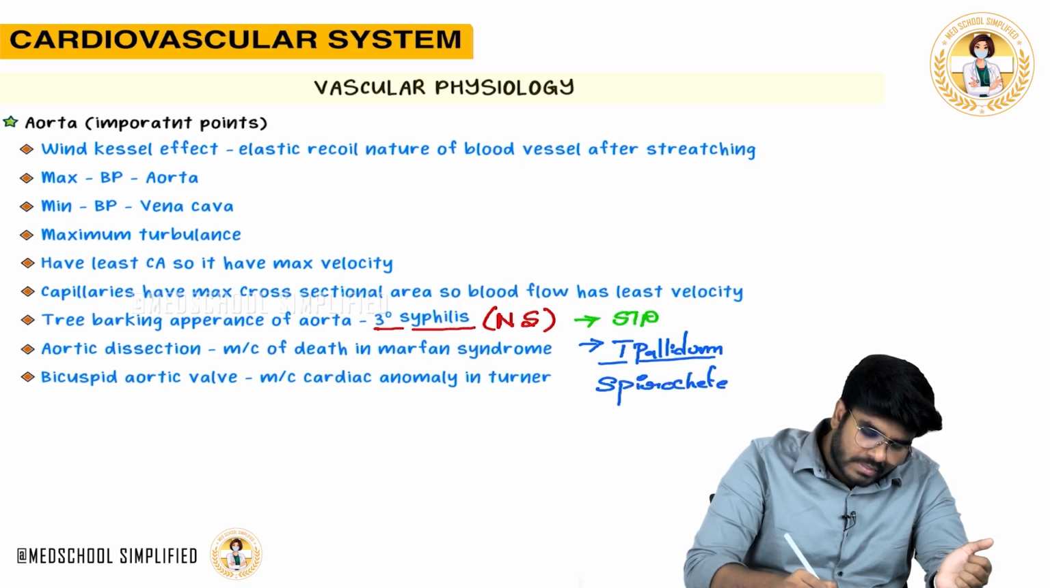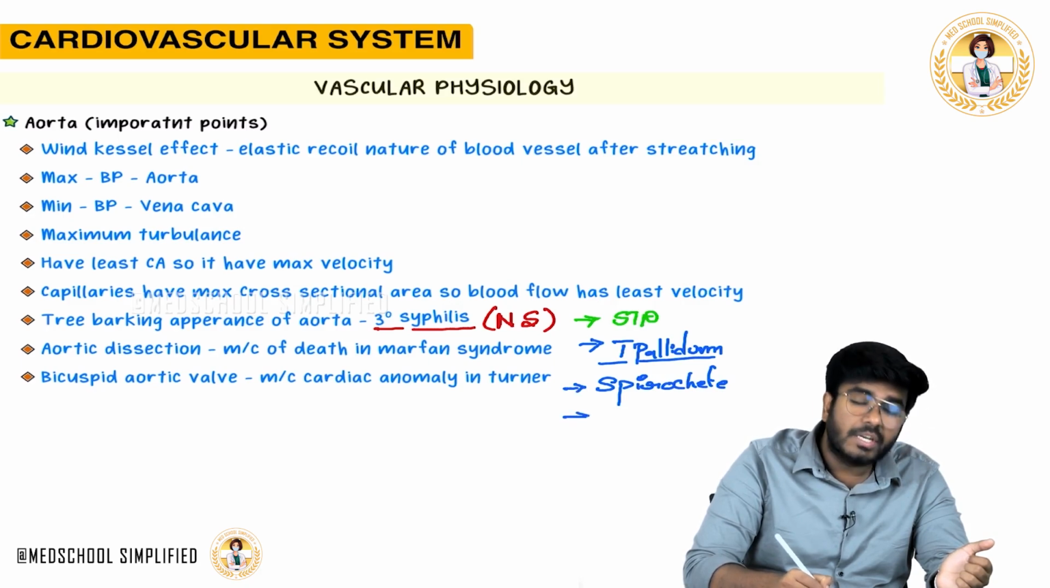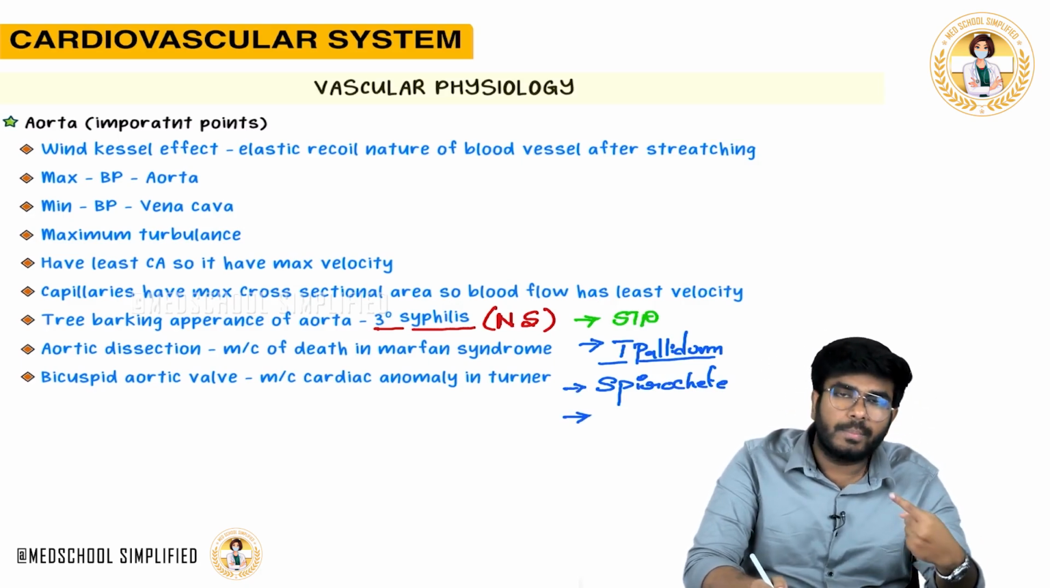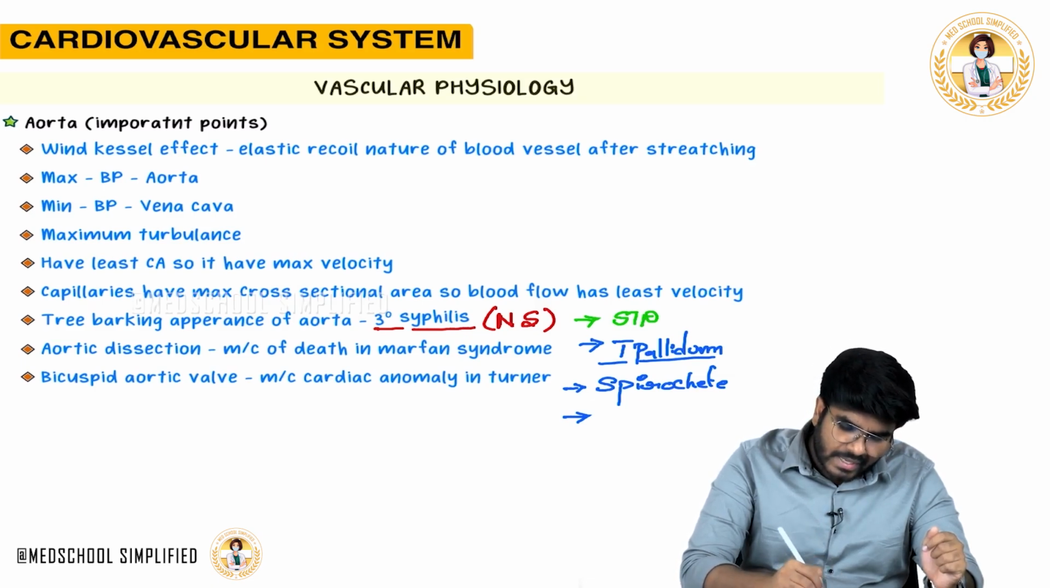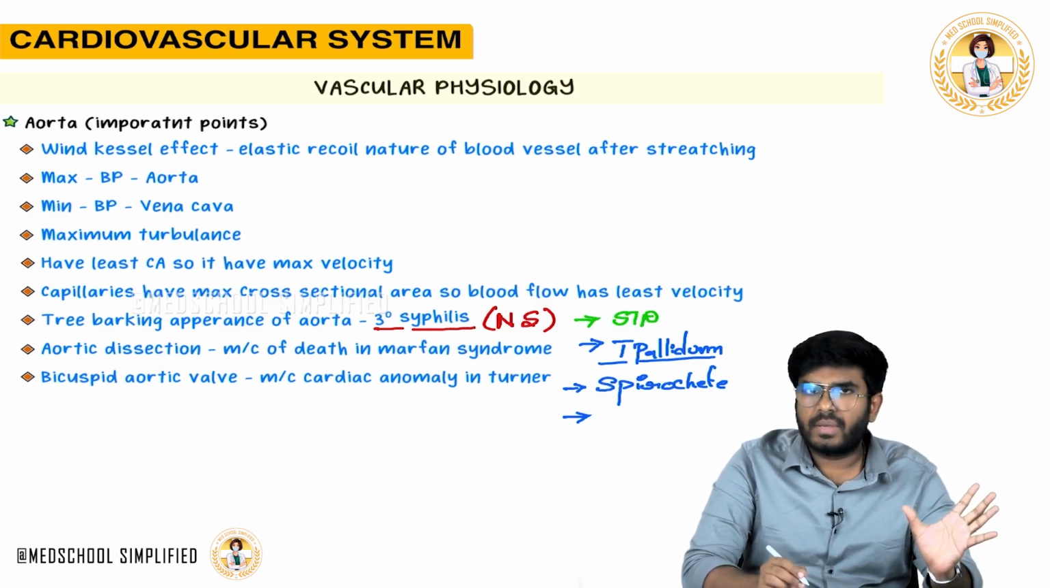Okay, which is a spirochete, the spiral shaped organism. Now some important points about the spirochetes which were recently asked in the exam. That's why I am trying to integrate.